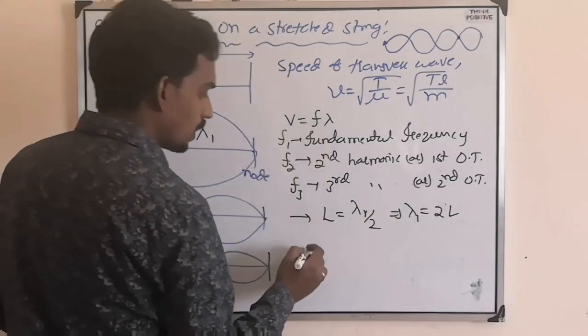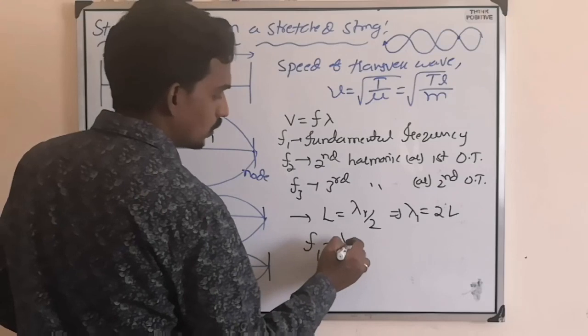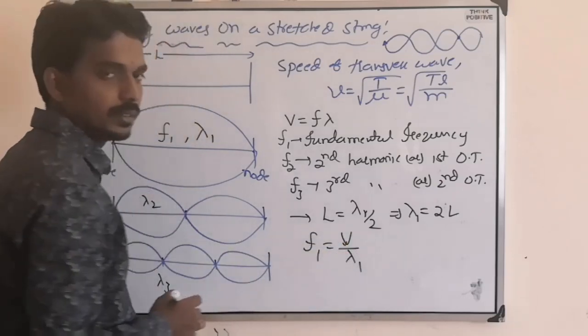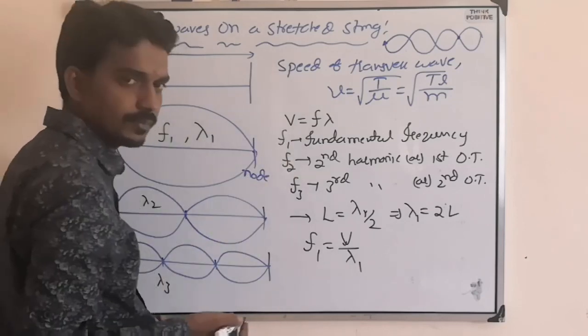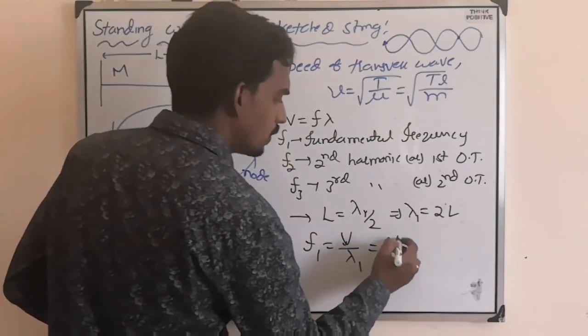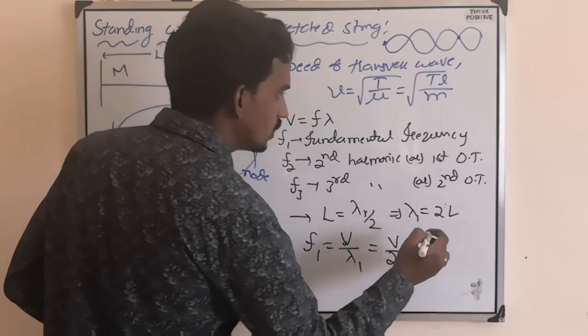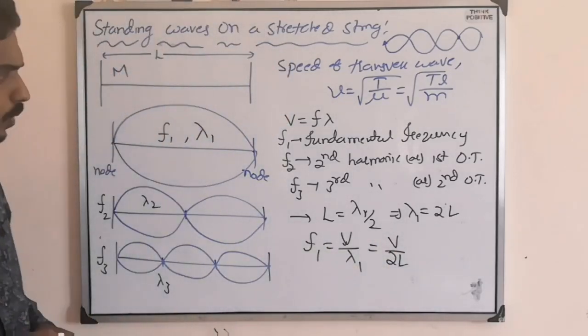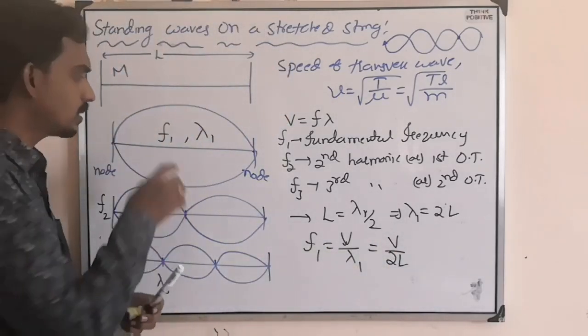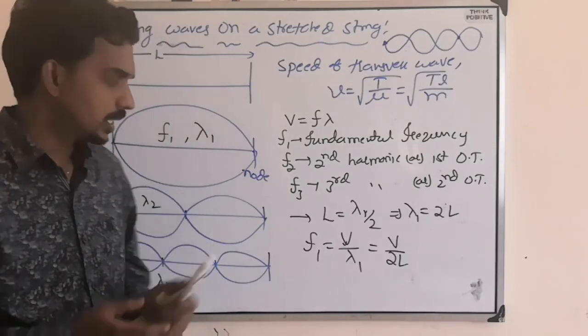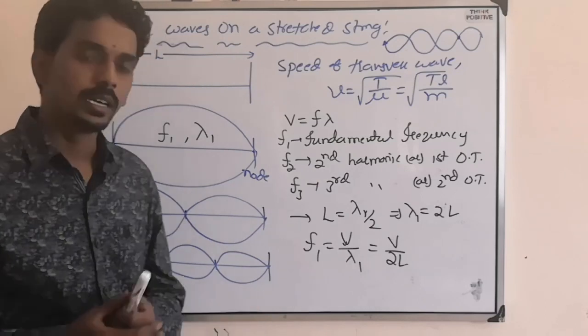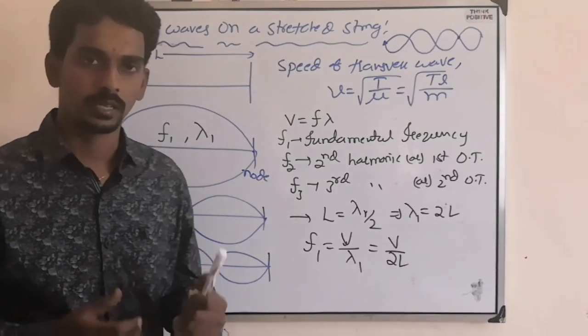Then according to this formula, frequency equals v by lambda 1. f1 equals v by lambda 1, but v is the same in all the cases. So v by lambda 1 is how much? 2L. So what is the frequency in the first case? f1 is v by 2L. In a similar way we can understand the remaining two also. Let us try to understand.